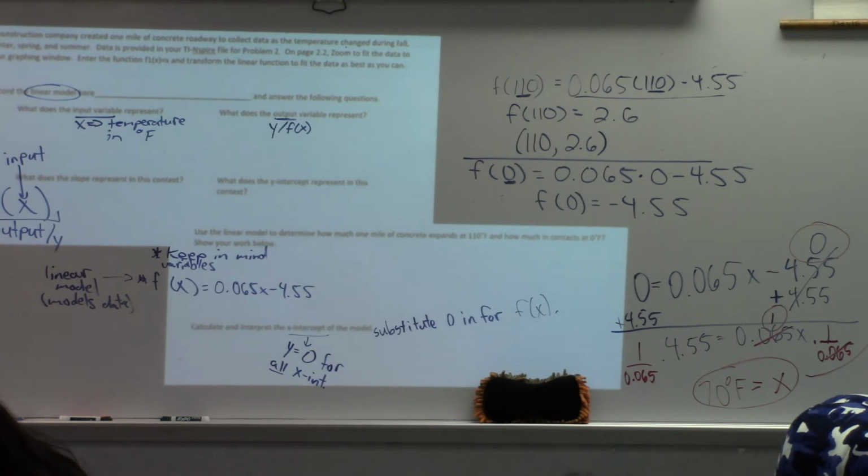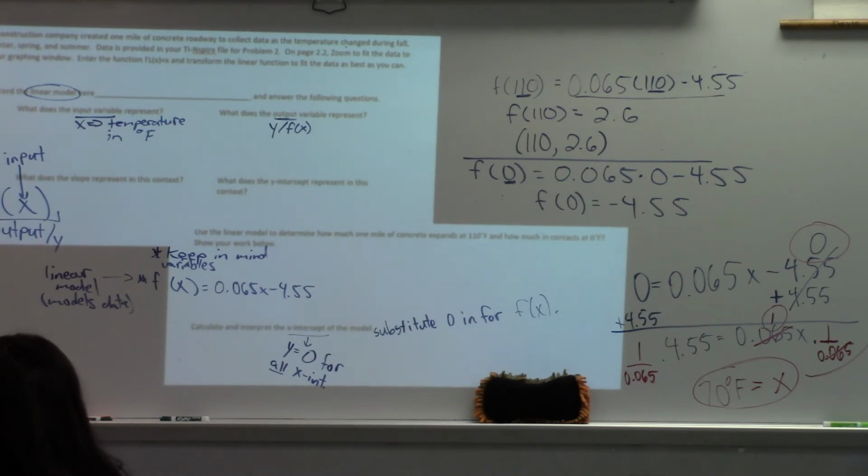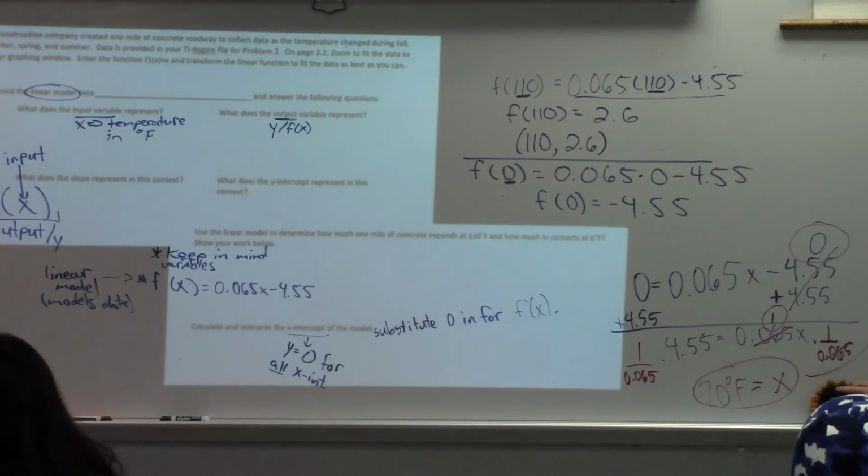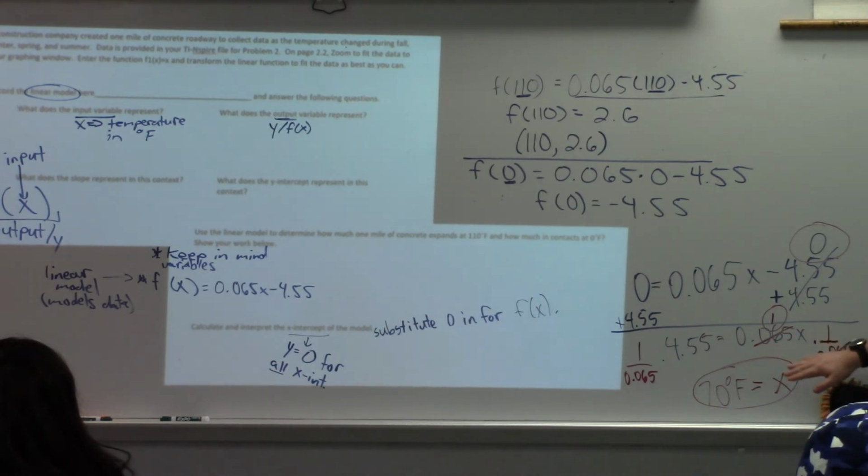Okay, that was a lot longer than I planned it being, but we'll continue this into tomorrow, and we'll start the other thing tomorrow. But first off, it asks us to interpret the x-intercept. First off, I will say this: if you write your x-intercept like this, you will not get full credit.